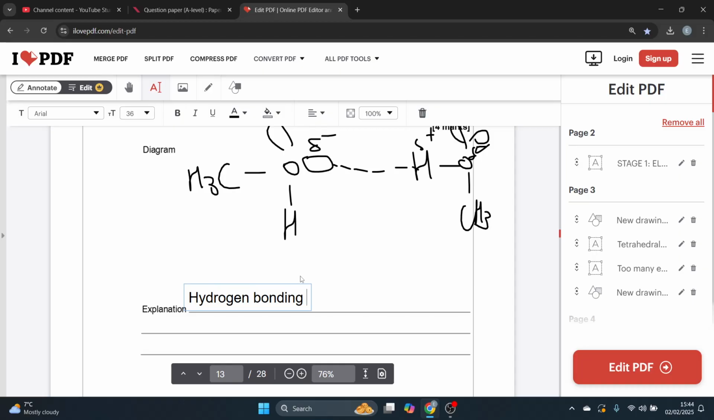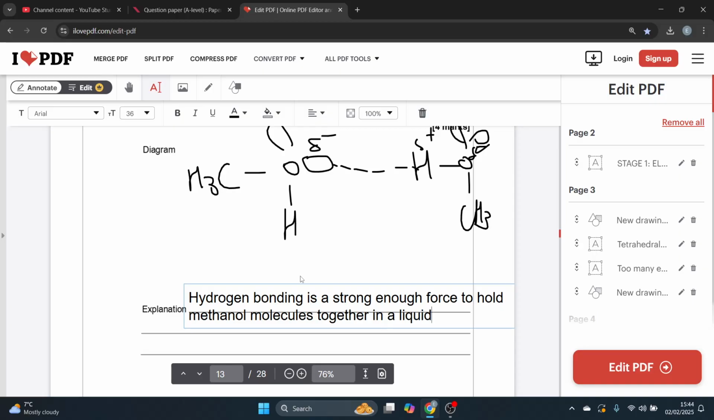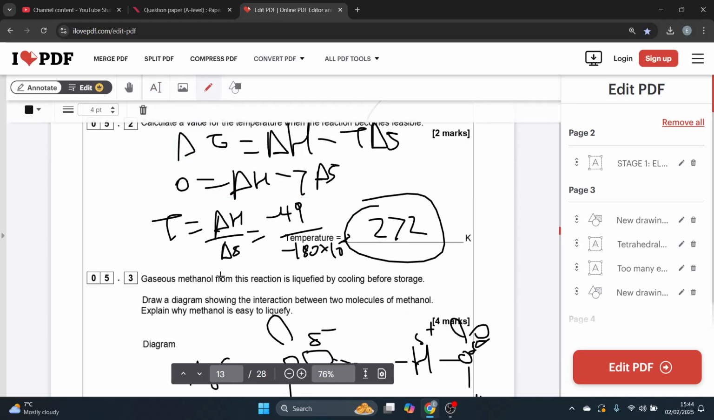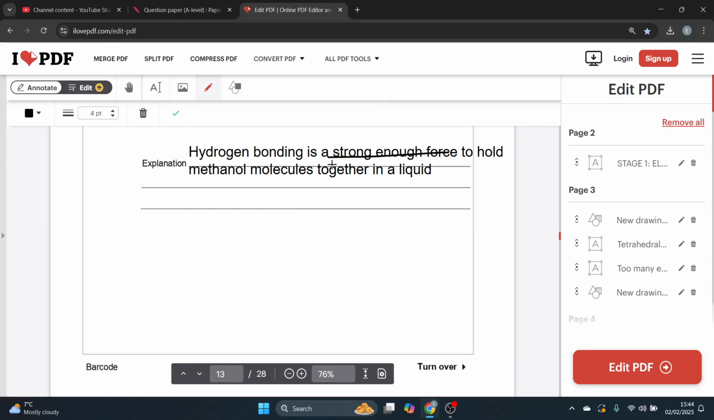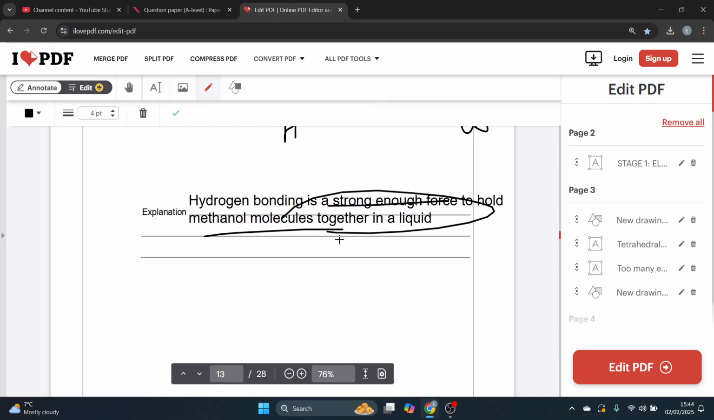Hydrogen bonding is a strong enough force to hold methanol molecules together in a liquid. It's easy to liquefy because of hydrogen bonds. It's strong enough, very strong, to hold the methanol molecules together in a liquid.